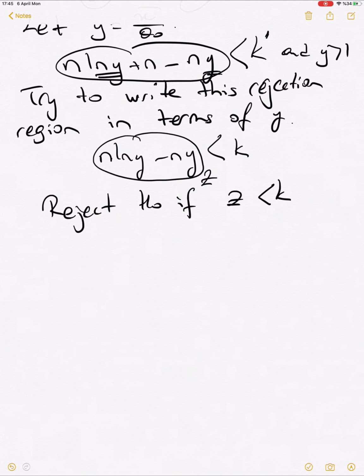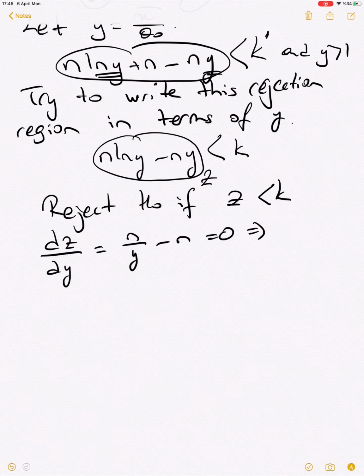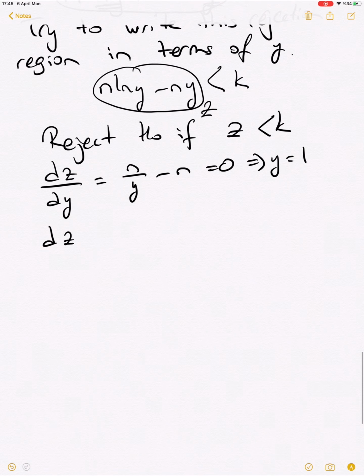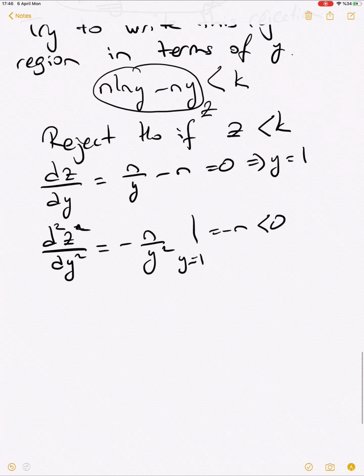Let's take the derivative of the function to see whether we have a minimum point, maximum point, or a saddle point. So z is a function of y. Take the derivative of z in terms of y: we get ln y minus n, equate this to 0, and we get y equals 1. We don't know at this point whether it's a maximum or minimum, so let's take the second derivative. It is minus n over y squared, and when y equals 1, we have minus n, which is negative. So this means that this point gives us the maximum.